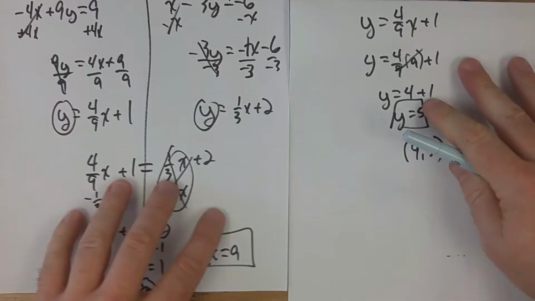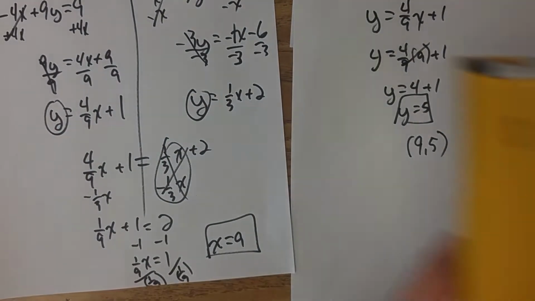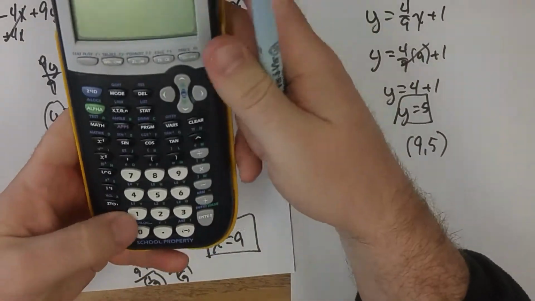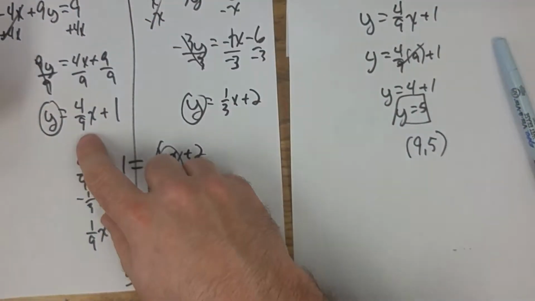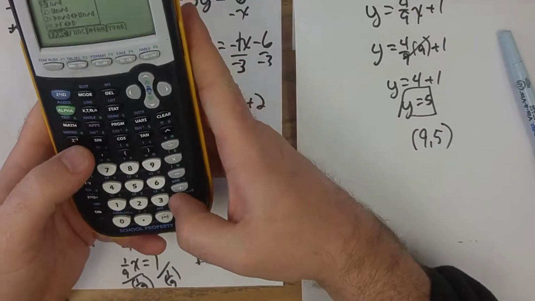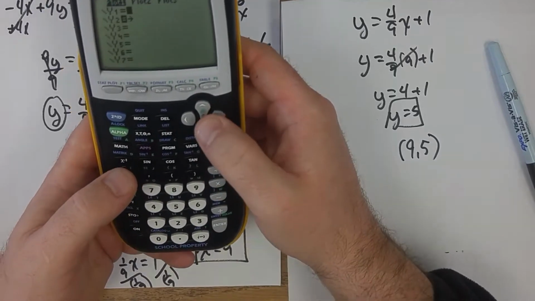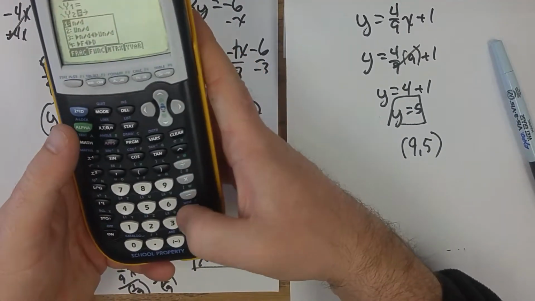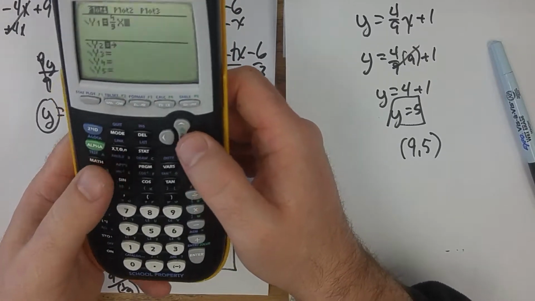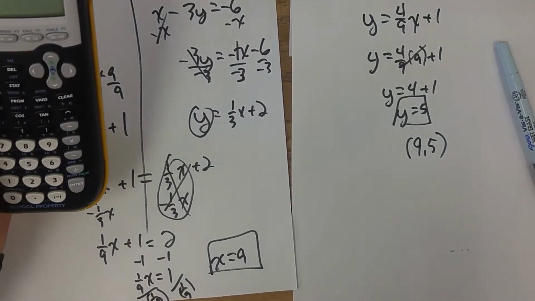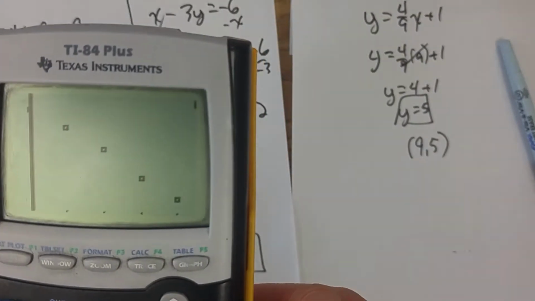To check our math, we can graph these two equations on our calculator and find the intersection. If we go to y equals, clear these out, we're going to put in 4/9 x. Actually, I'm going to pause the video and graph these two and come back to you. So there we go, I've got them typed in. We're going to graph them.